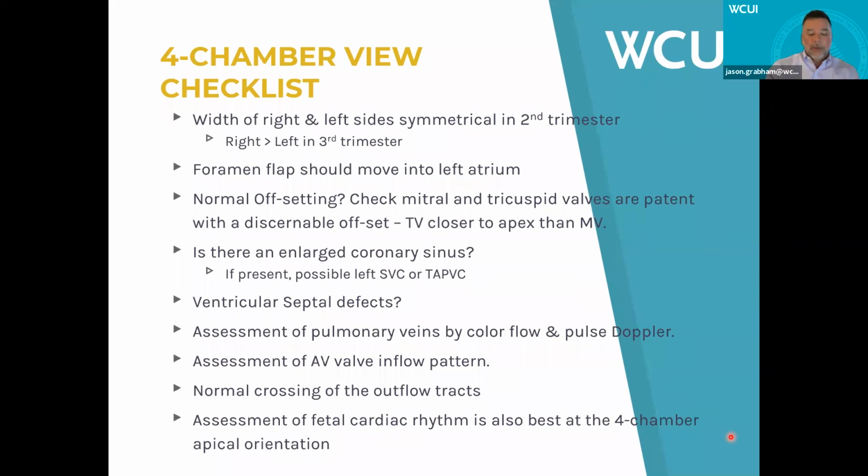Sometimes we think, okay, are there 4 chambers? Check, let's move on. But within that one view, as Amy said, there's so much information that you can extract. It's really important. I've always seen the 4-chamber as an anchor view. With a good 4-chamber view, you can glean a lot of information about that heart. Yes.